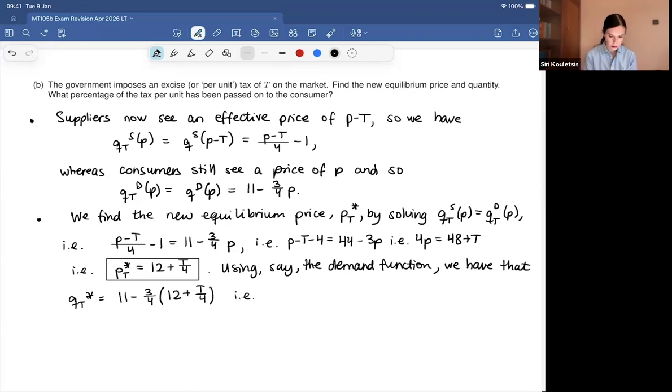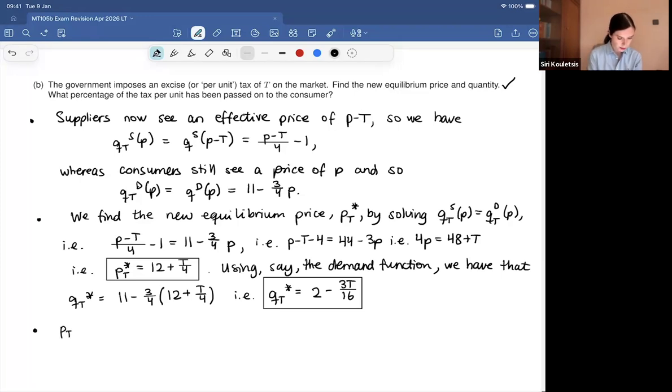And then we just need to pull all of this together. And we see that we have 2 minus 3t over 16. Now, that answers the first part here, find the new equilibrium price and quantity. And now we want to answer what percentage of the tax per unit has been passed on to the consumer.